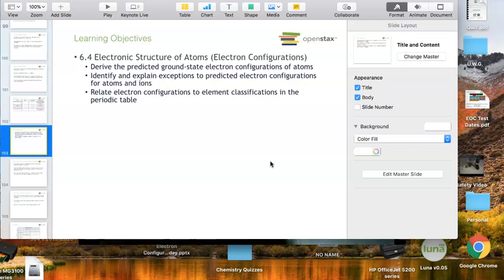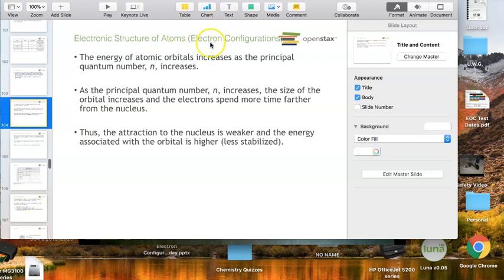Okay, so there is a general way of figuring out the electron configuration for elements. Sometimes there are some exceptions. Okay, and those exceptions, unfortunately, there's no real easy way to figure out what it is unless you just memorize it. Okay, so you're going to have some exceptions there. Relate electron configurations to element classifications in the periodic table. All right, so electron configurations.